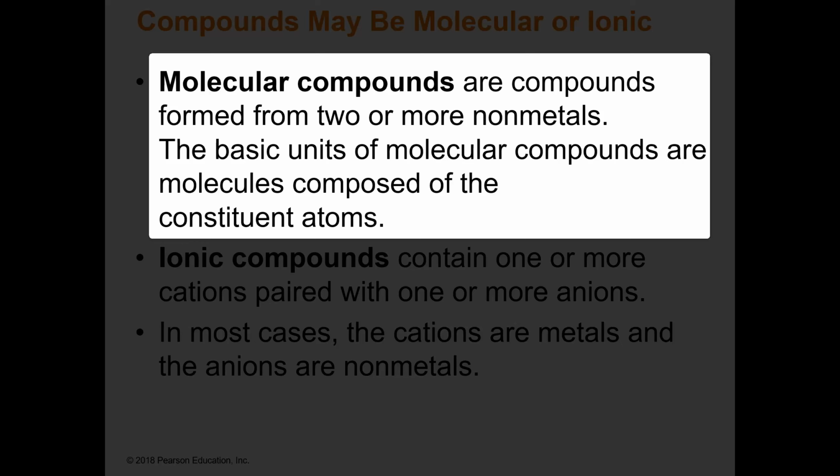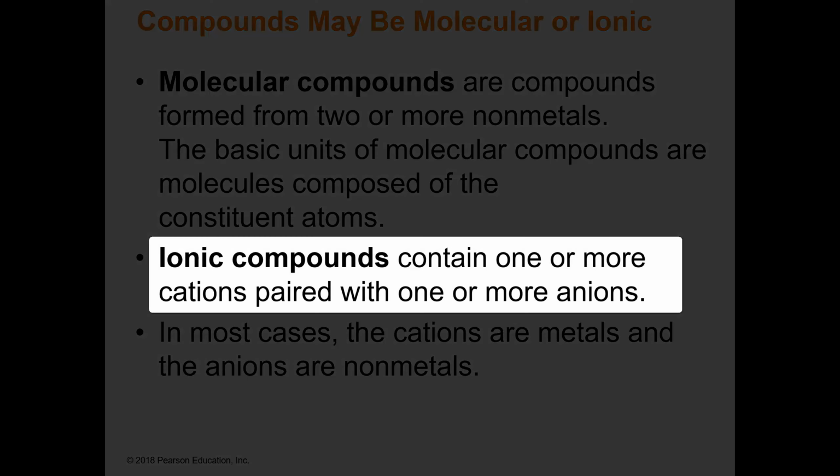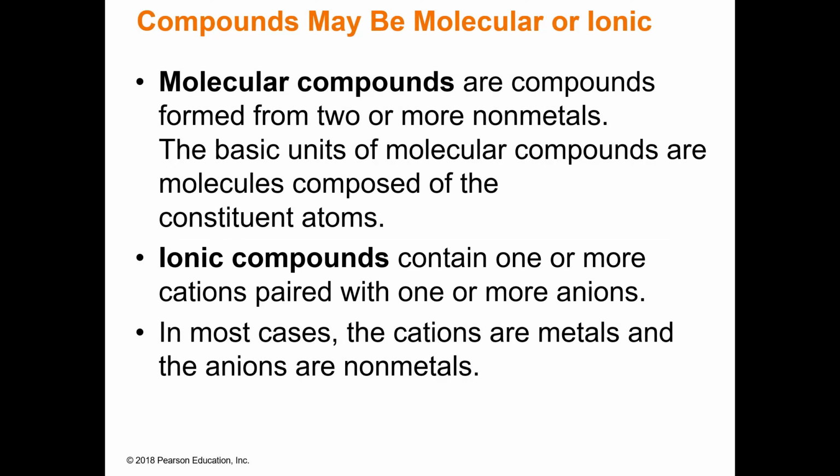Molecular compounds form when 2 or more nonmetals bond by sharing electrons. Ionic compounds form when a metal and a nonmetal bond through electron transfer. This difference in bonding changes everything, from how the compound dissolves in water to how it interacts with the body.